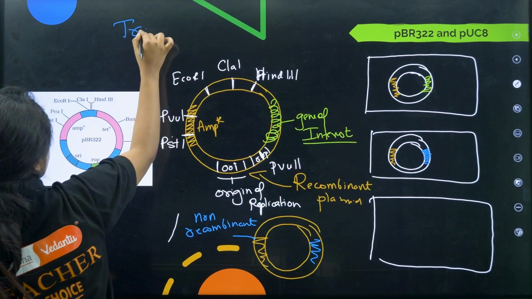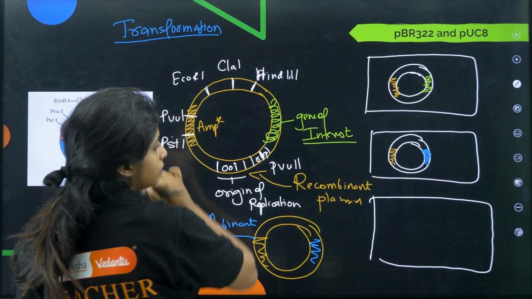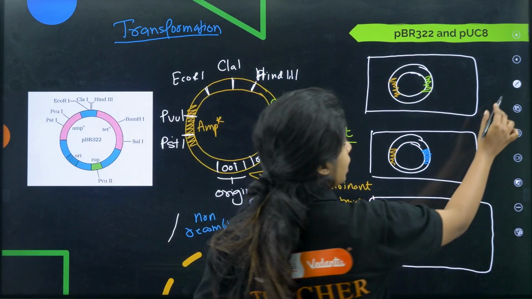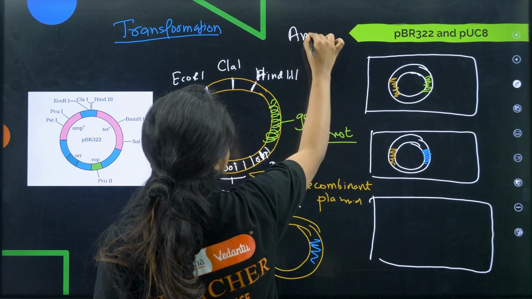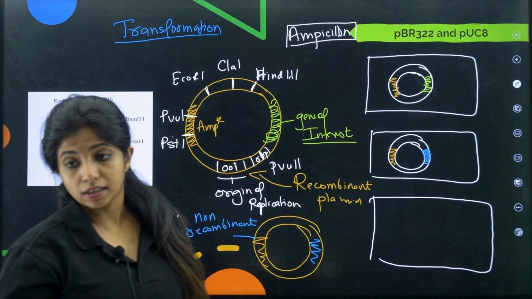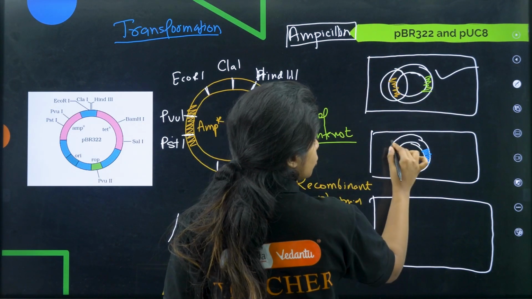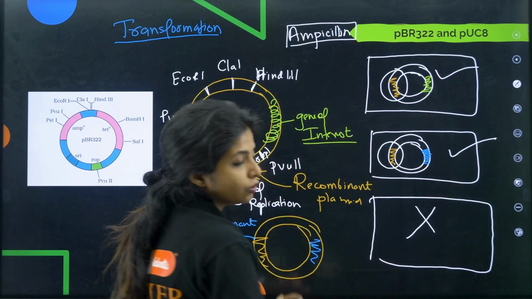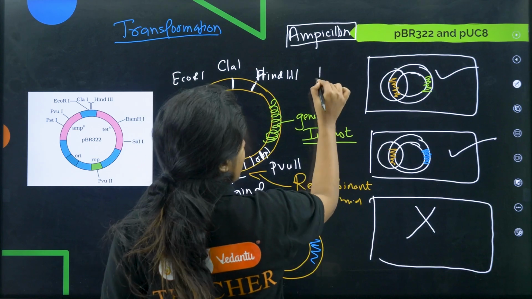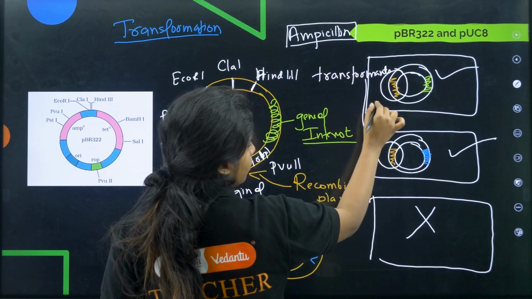You call this procedure transformation. Okay, now over here I say transformation has not taken place. How can I come to know that? Basically, if I treat it with ampicillin, I will get to know that. How? Because this will be able to survive as it has ampicillin, this also will be able to survive as it has ampicillin, but this won't be able to survive. That means in both of these cases transformation has taken place. Both of them are transformants.